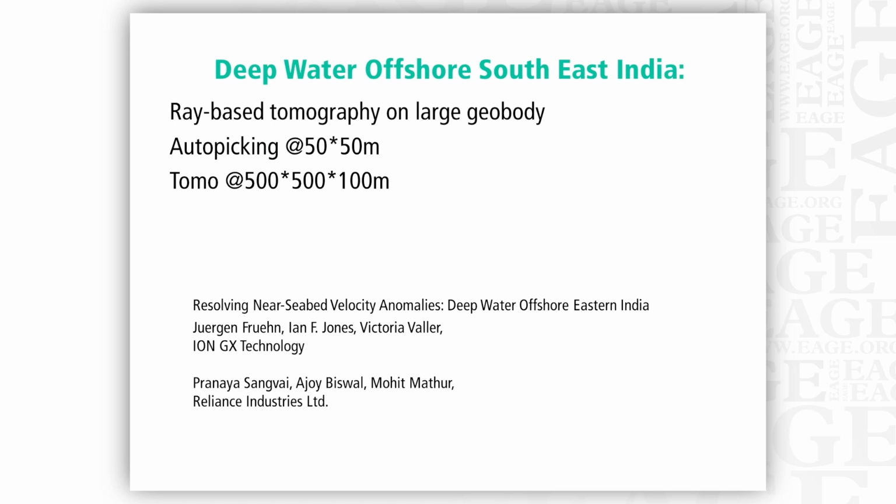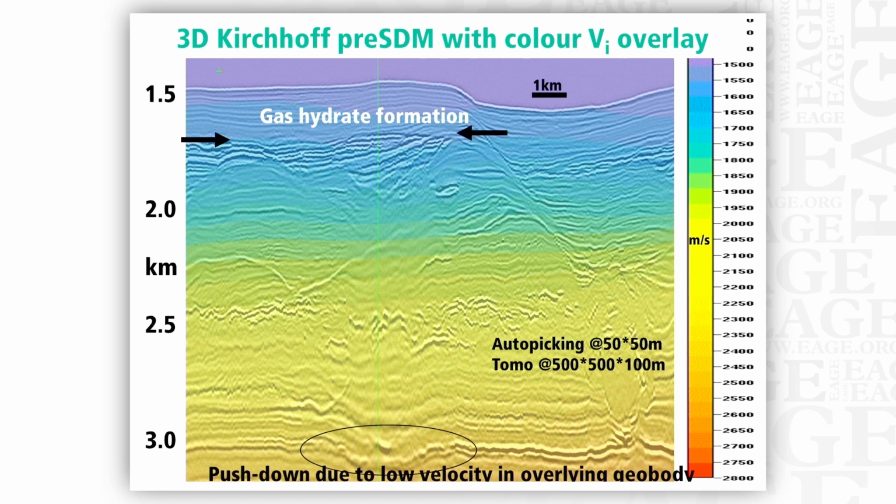This data is courtesy of Reliance Industries. Now the problem here is one of gas hydrates, which are a little high velocity frozen layer, trapping free gas that accumulates, so you get an overpressure zone. So the overpressure gives rise to a low velocity anomaly. And if you look deep down in the structure there, you see a push down. You also see a dimming, but that's a separate issue. That's a Q absorption effect.